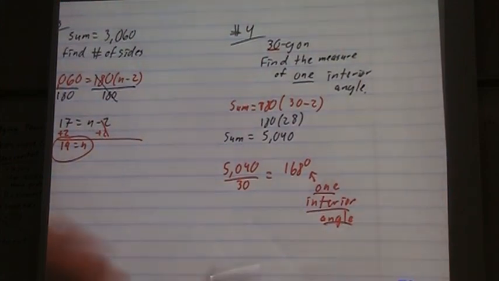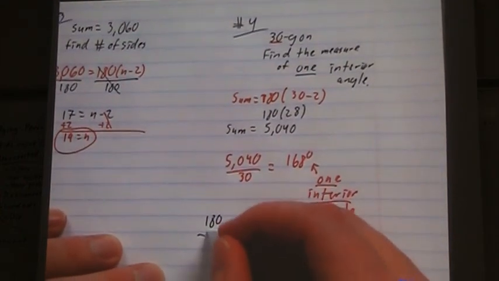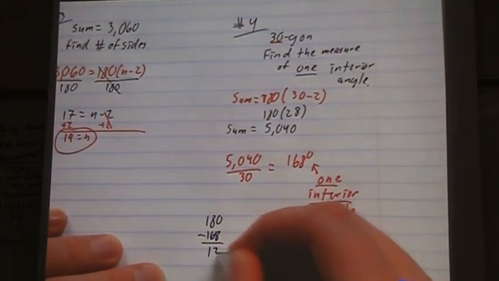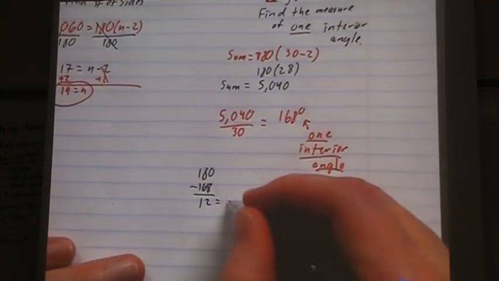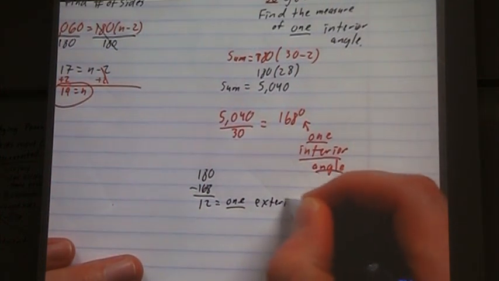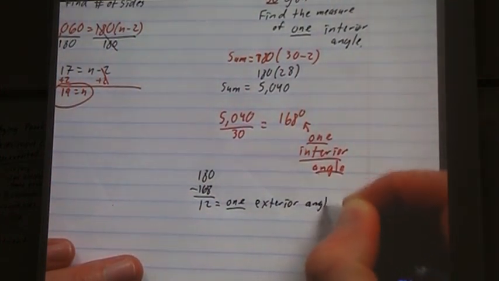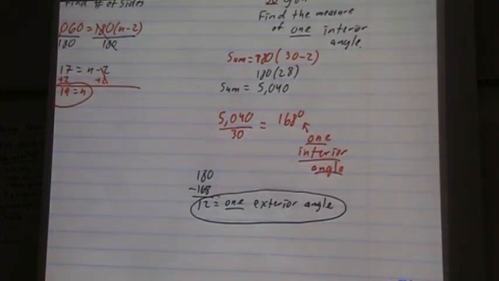And if we wanted to go forward to next lesson, we could actually talk about, hey, well, we could get an exterior angle from that too now. Because remember, interior angles and exterior angles are supplementary. So we could go 180 minus 168, 12. And 12 would be our measure of one exterior angle.